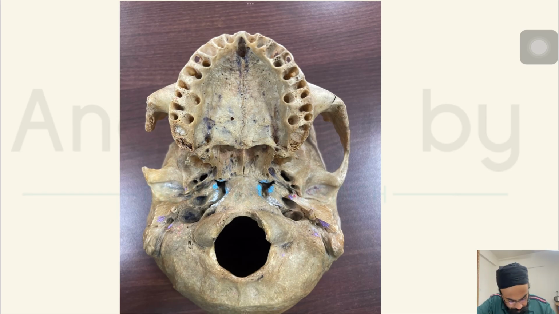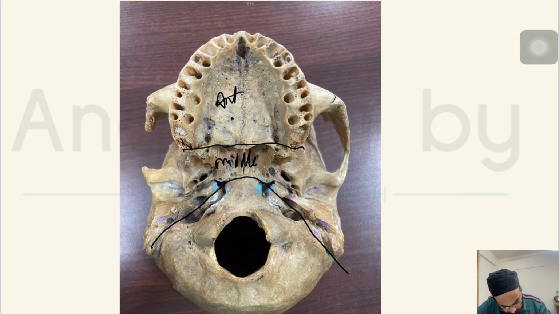Okay, so firstly we divide the Norma Basalis into 3 parts: the anterior, the middle and the posterior. So is it clear? Let us start from the anterior.